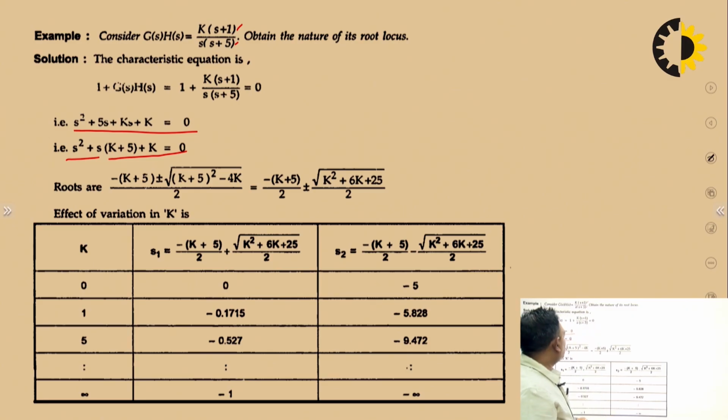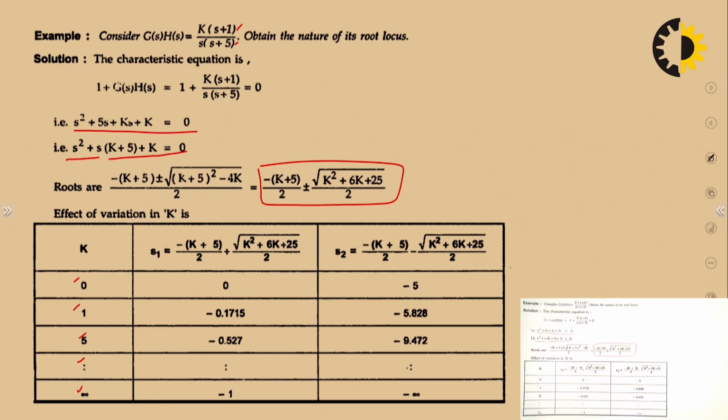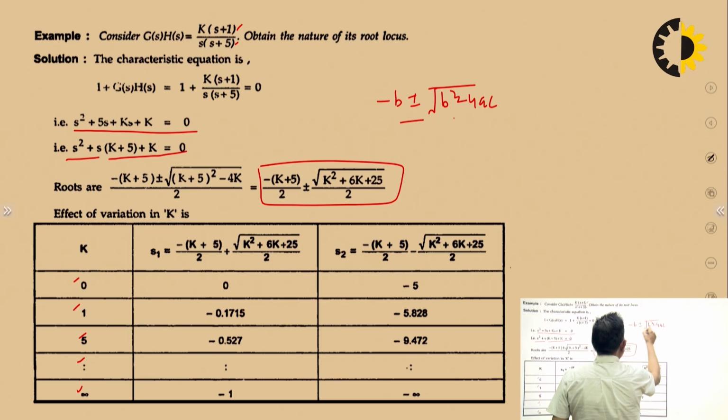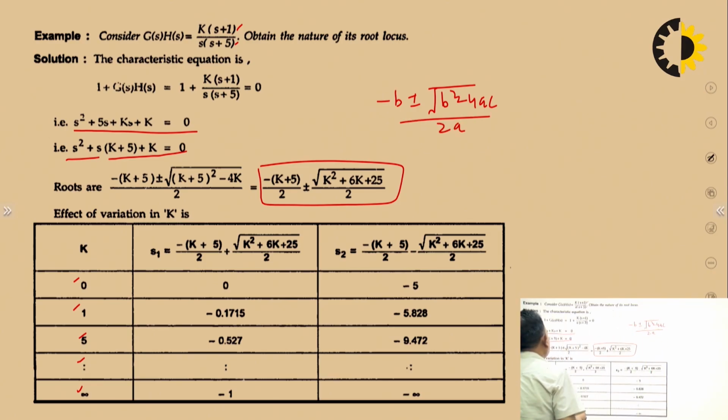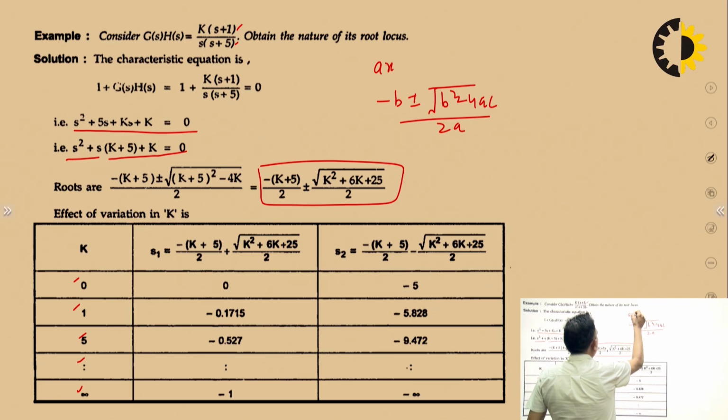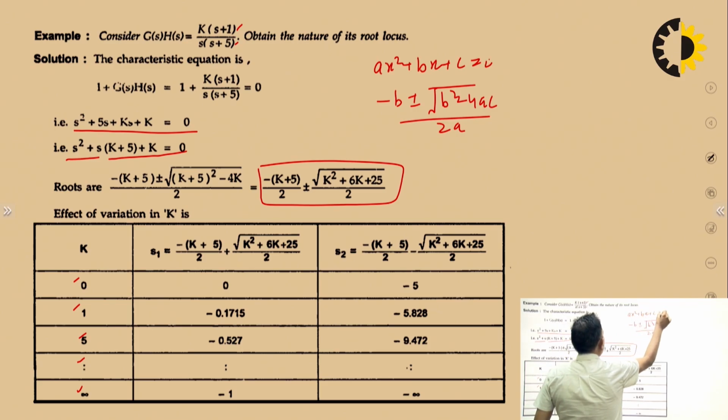Now we will see how the value of s varies as we increase the value of k from 0 to infinity. Again we will take the values of k as 0, 1, 5 and infinity. This is a quadratic equation, so as per the Sridharacharya formula we have the roots as minus (k plus 5) by 2 plus or minus under root of (k square plus 6k plus 25) by 2. How have we obtained this? This is from minus b plus or minus under root of b square minus 4ac upon 2a, which is the expression for an ax square plus bx plus c equals 0 type equation.